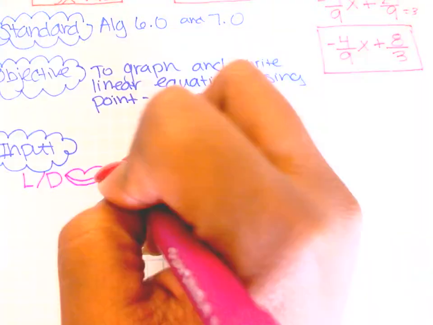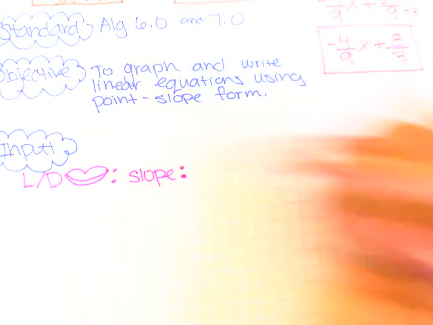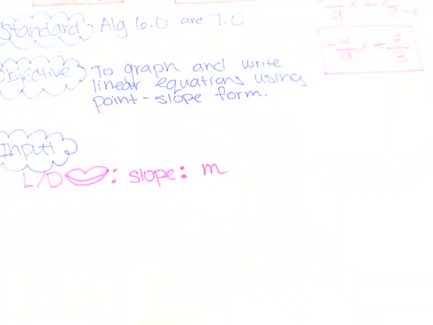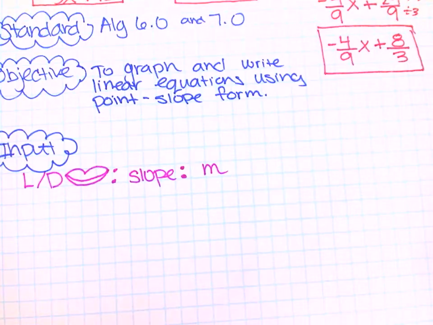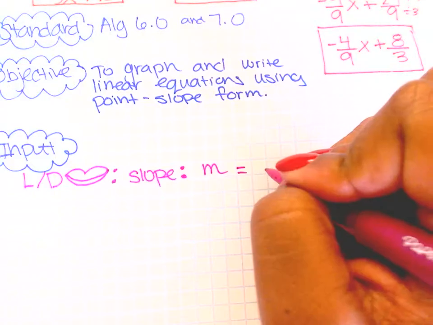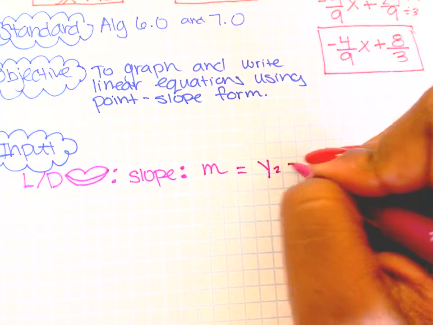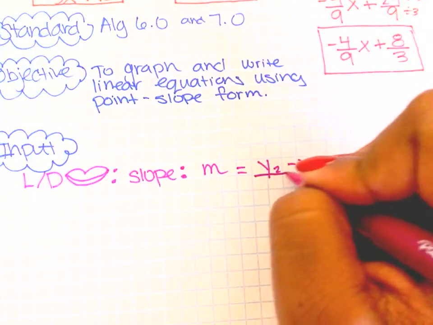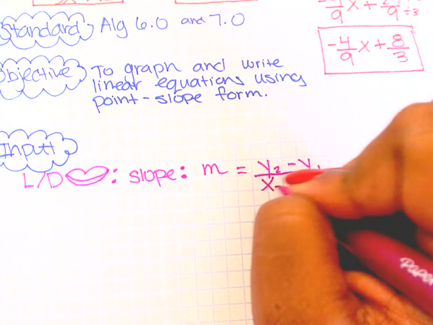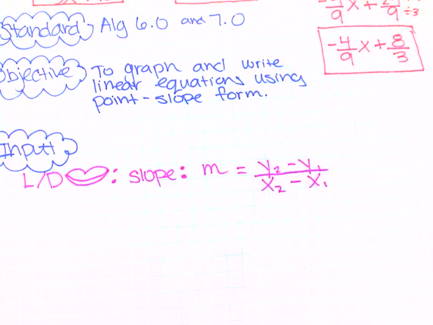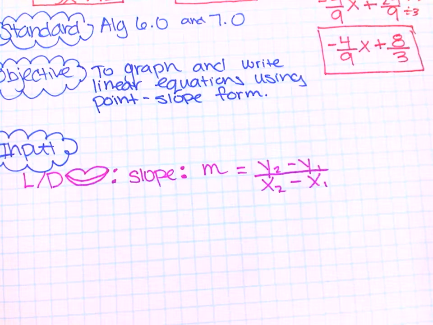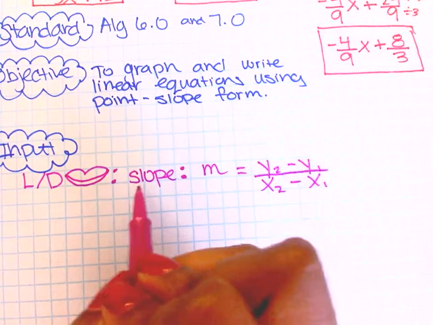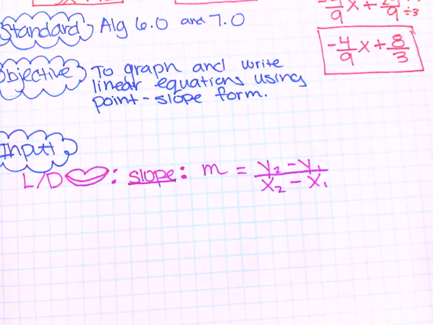And let's review one. One review word is slope. Slope is known as the letter m, right? y equals mx plus b. But it's also known as y2 minus y1 divided by x2 minus x1. So that's slope.